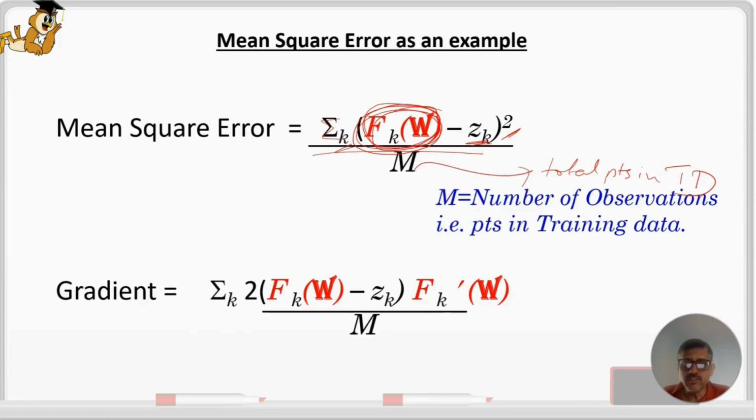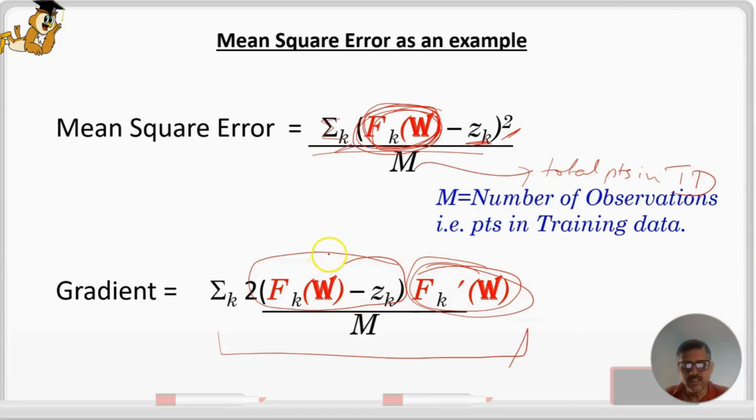You find the gradient of the mean square error. Now, again applying chain rule, the gradient would be essentially this, where f dash k of w is the gradient of the function f. So here this part is a scalar, this part is a scalar. This scalar multiplies this vector, gradient is a vector. This whole thing is a scalar actually. This multiplies this vector and your gradient is a vector.